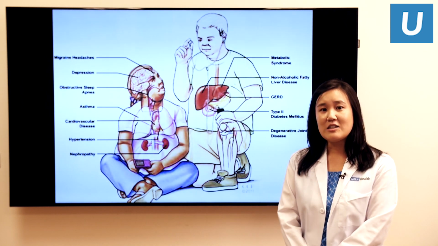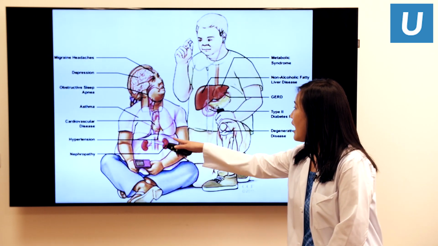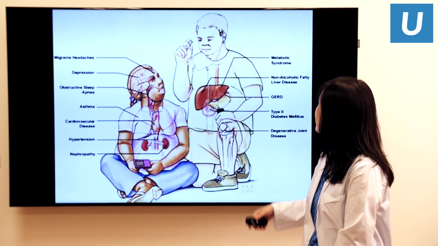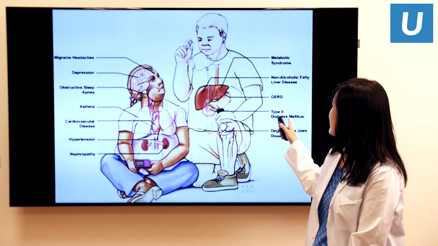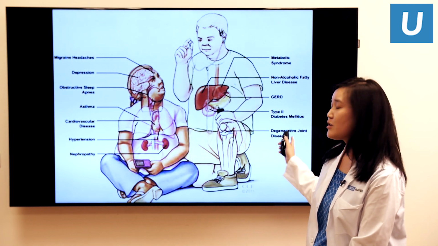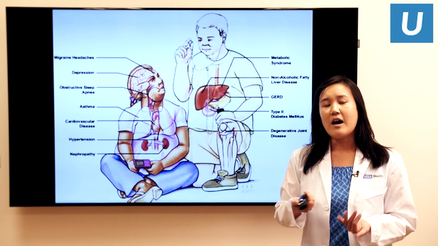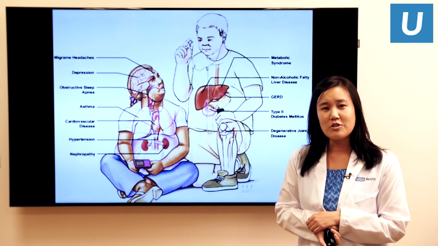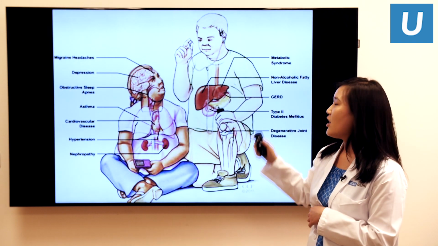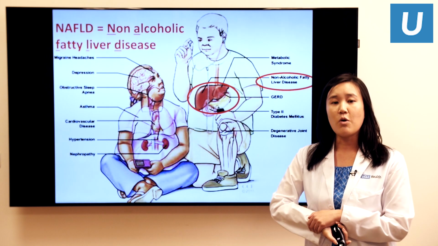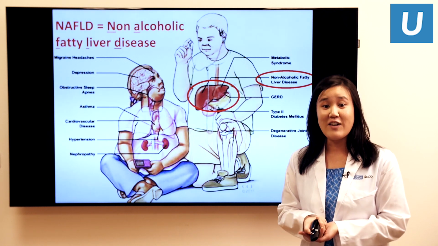Pediatric obesity can lead to a variety of disease conditions, including hypertension or high blood pressure, reflux, gastroesophageal reflux disease, type 2 diabetes, degenerative joint disease. Today I will be specifically talking about manifestations of pediatric obesity in the liver. The disease process is called non-alcoholic fatty liver disease, or NAFLD for short. From now on, we'll generally just call this fatty liver.